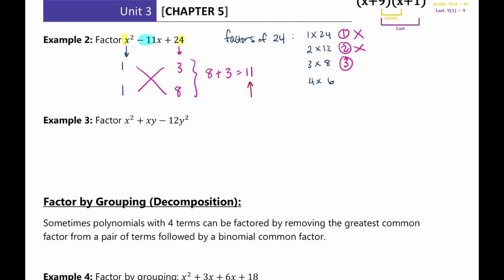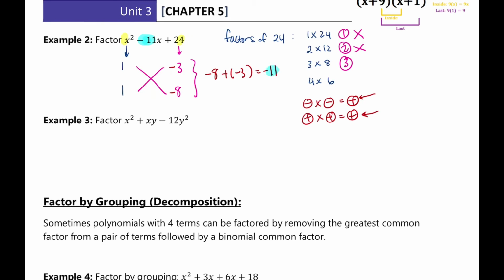On a previous page, I talked about how the product of two negative numbers would give me a positive product, or having two positive numbers would give us a positive product. But it looks like this positive case didn't work out, so let's try the negative case here. So they both have to be negative, so 3 has to be negative and 8 has to be negative. So we have negative 8 plus negative 3, which is negative 11. And this equals the middle number.